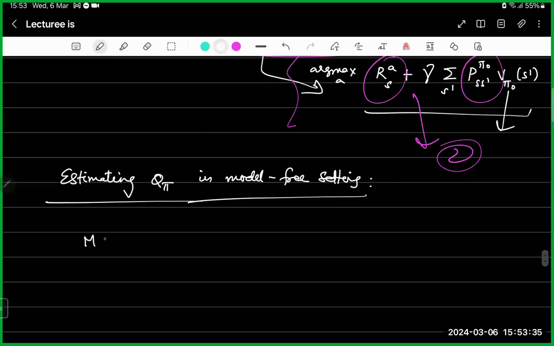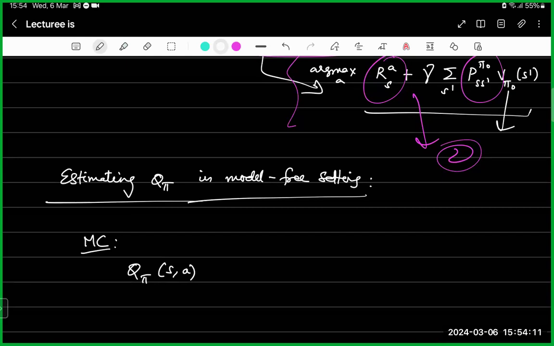Okay. So let's say you want to use a Monte Carlo method for estimating q pi. What can you do? Let's say you want an estimate of q pi of s comma a. Can we use the Monte Carlo method? Do you remember what the Monte Carlo method is? Can we estimate q pi of s comma a using the Monte Carlo method? How? Can anyone tell me? It's a straightforward thing, right?